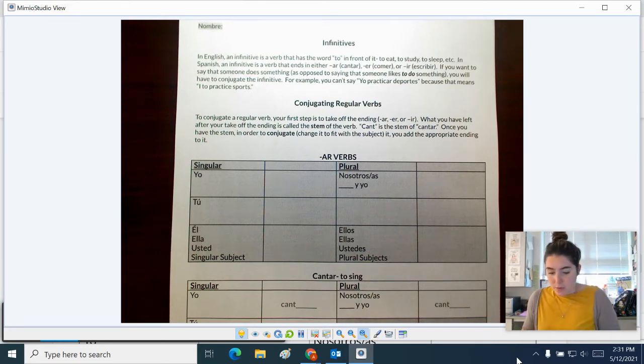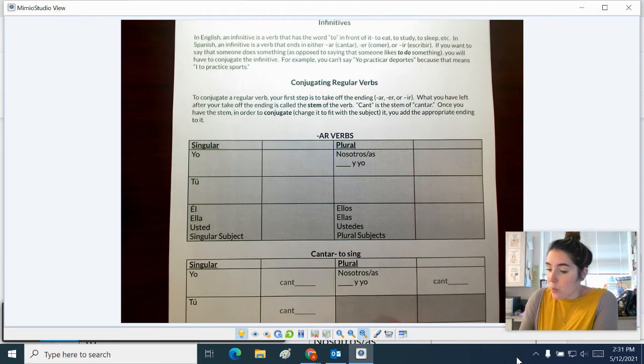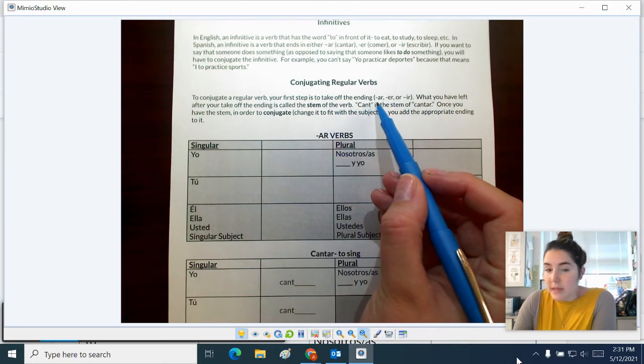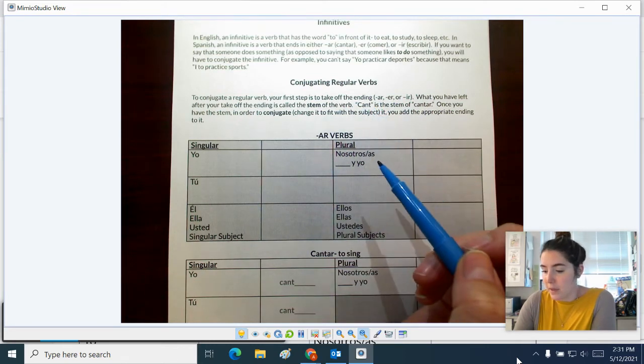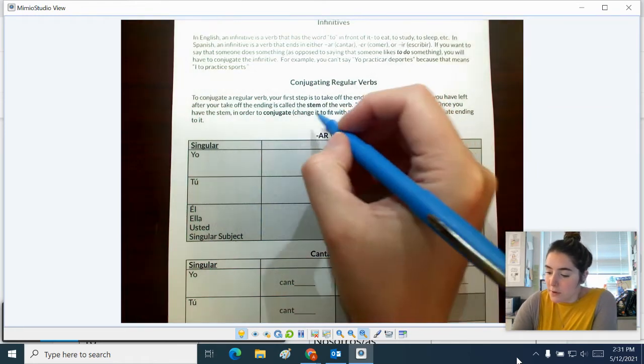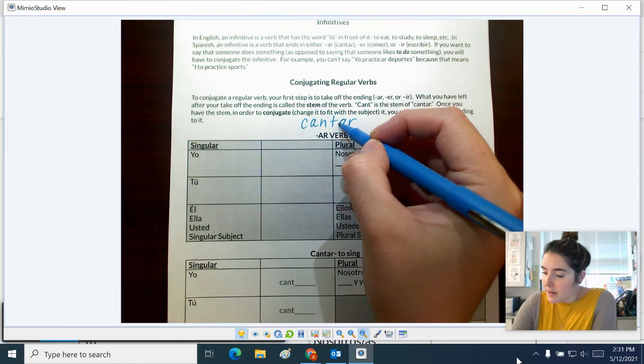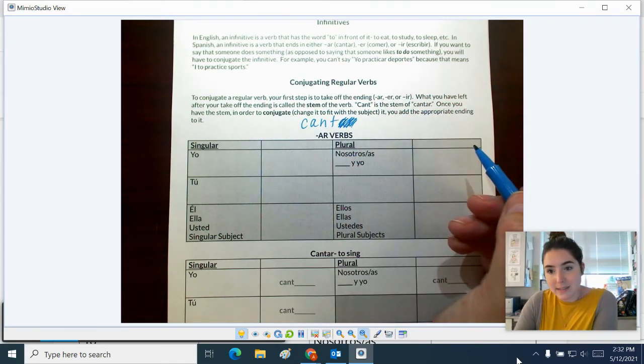So, like I said, we have 3 types of verbs: AR verbs, ER verbs, and IR verbs. Our first type is AR. So you have this chart and you're going to fill this out on your end. So when you want to conjugate an AR verb, first thing you do is you take off the AR. And then what you have after that is your stem. So if you wanted to conjugate the verb cantar, for example, you take off that AR and cant is your stem.